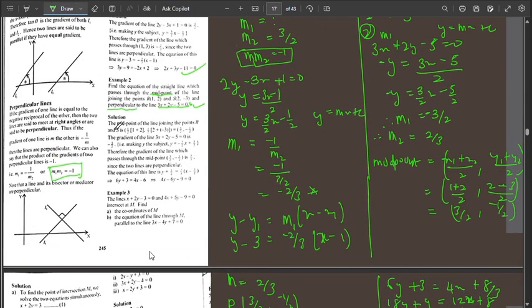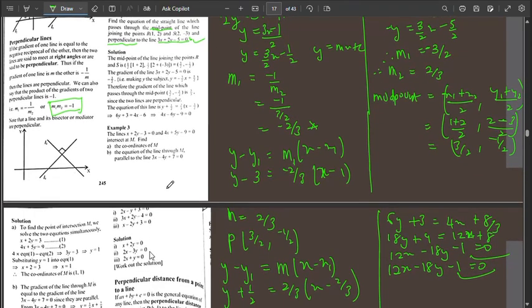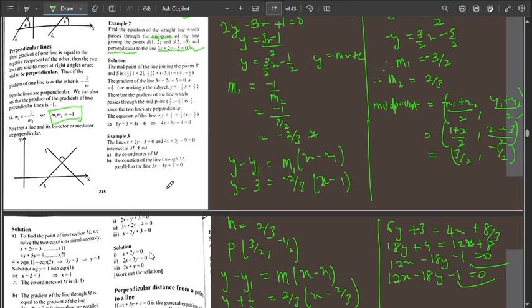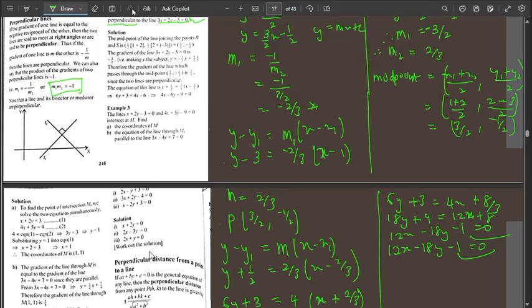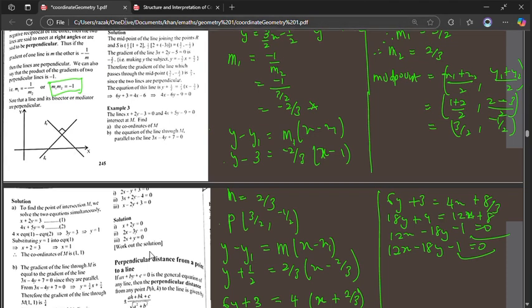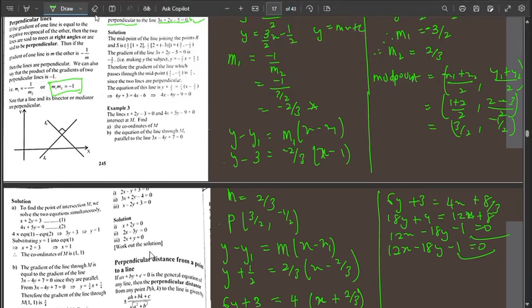Where's the answer? Whoa. We are wrong. Let's see. So this is where we missed it. Instead of 3 over 2 for x, we did 2 over 3. So x here is 3 over 2. It's not 2 over 3. So we'll have to change that to 3 over 2.